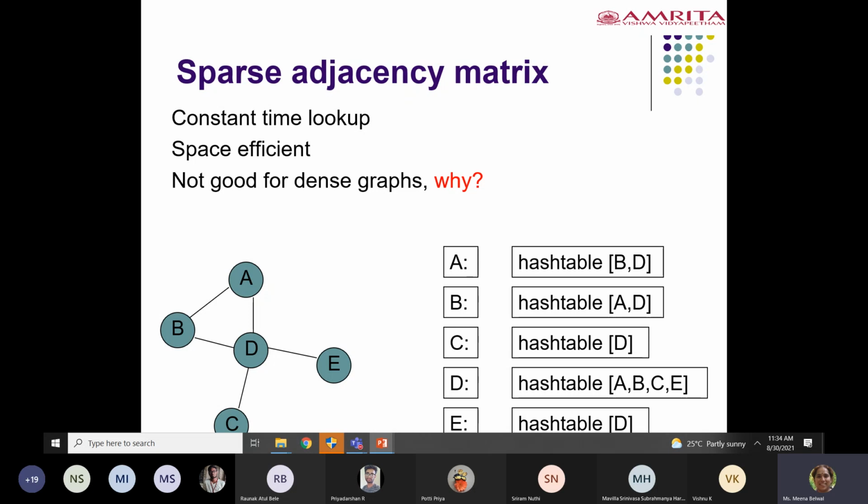Why? Because that is the basic property of hashing. If the graph is dense, then it may happen that B has 20 nodes to be placed in a hash table, right? So for many nodes, there can be the same location. Then you will have to apply the algorithm that, if the location is the same, where should I put it, right? There are solutions for doing that. So in that case, it will not give me constant time lookup. So what is the use? Rather than that, we can go for the adjacency matrix itself.